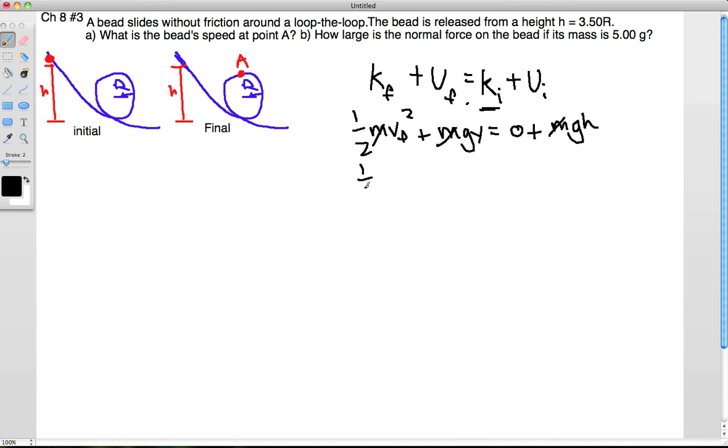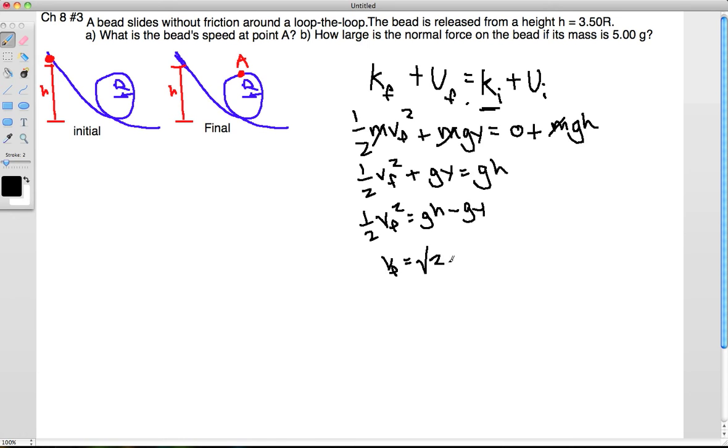And simplified, it'd be 1/2 v final squared plus gy equals gh. Moving the gy to one side, you would get 1/2 vf squared equals gh minus gy. And you can simplify that so that v final is by itself. So it'd be v final equals square root of 2 times g times h minus y.